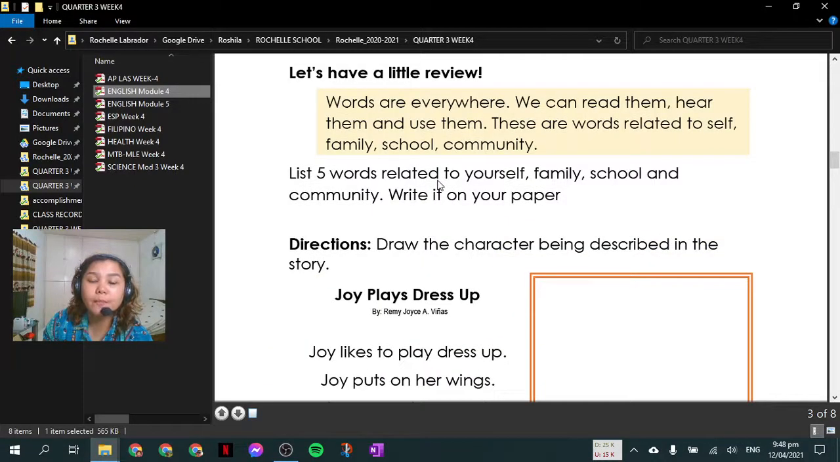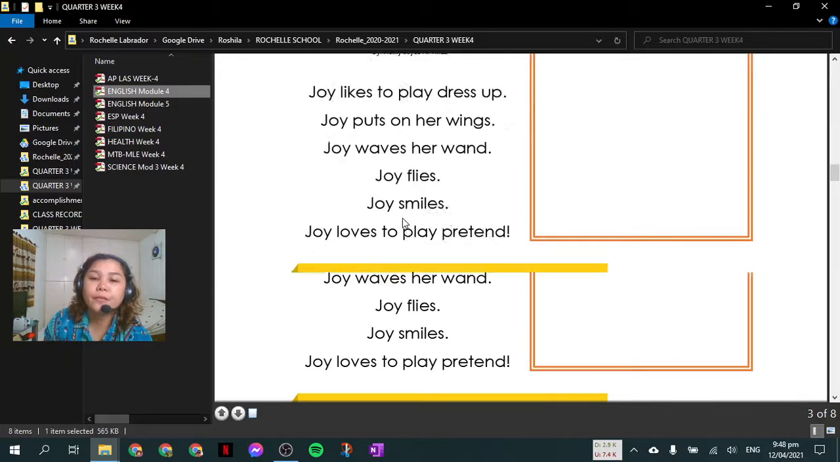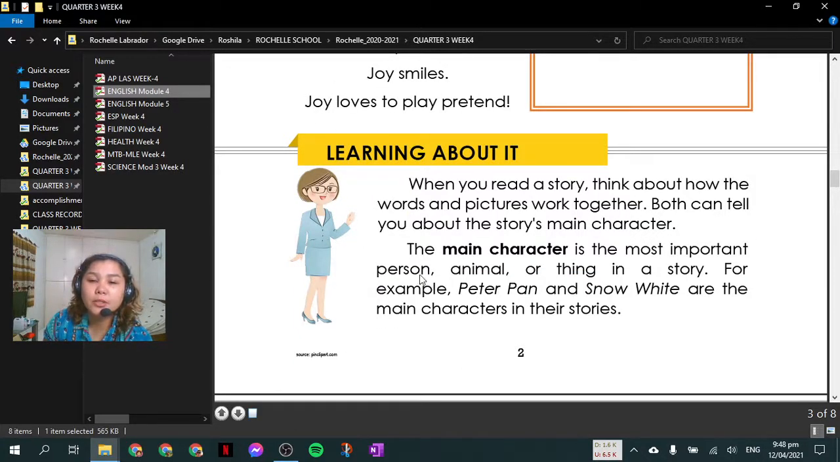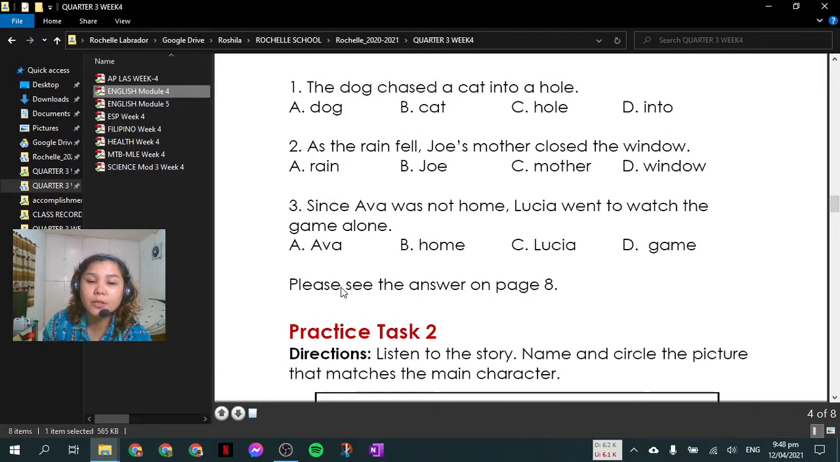Next, warming up. This is the poem, and then draw the character being described here. What did you imagine? As you read this poem, as you listen to this poem, what do you think the character looks like? And then, a discussion about the main character. And then, we have practice task 1. Circle the letter of the character or characters in the sentence. Number 1 until number 3.